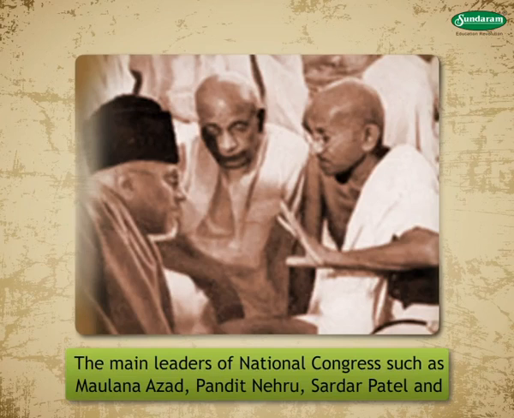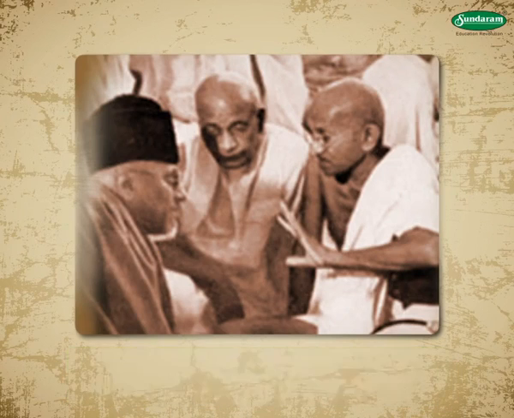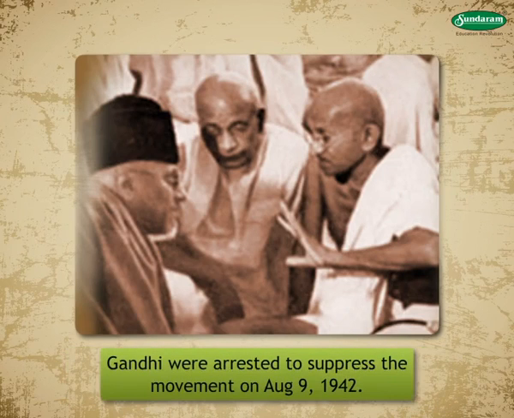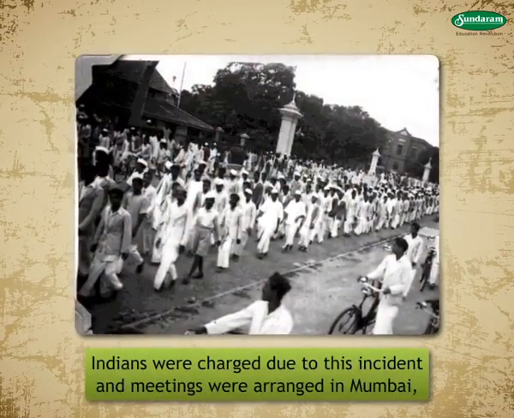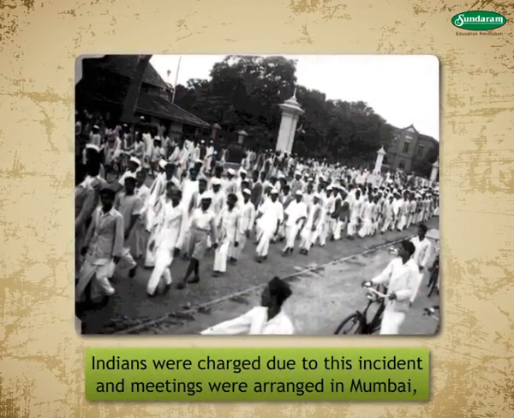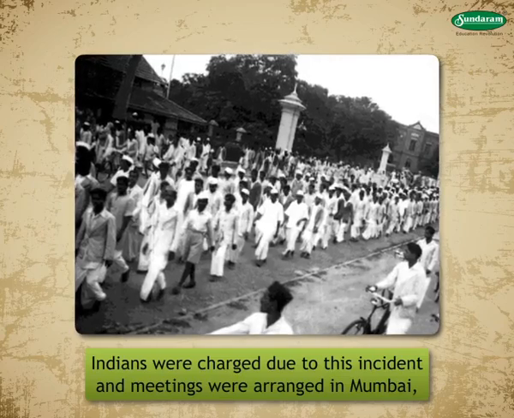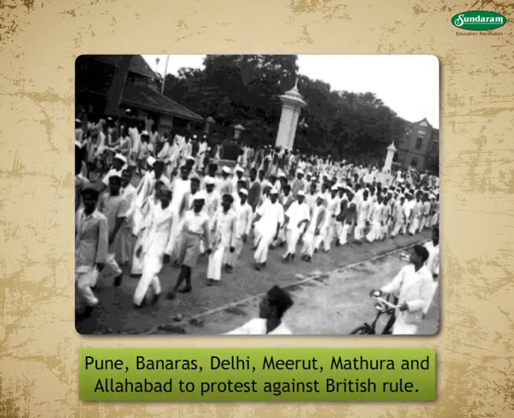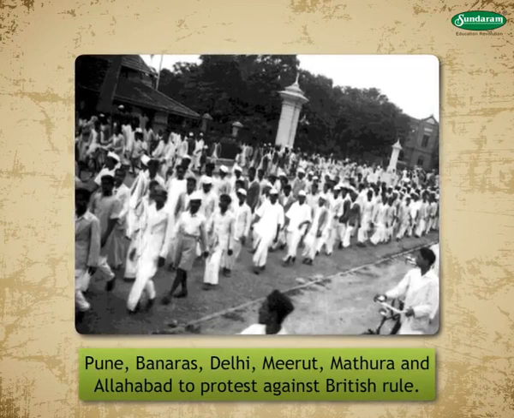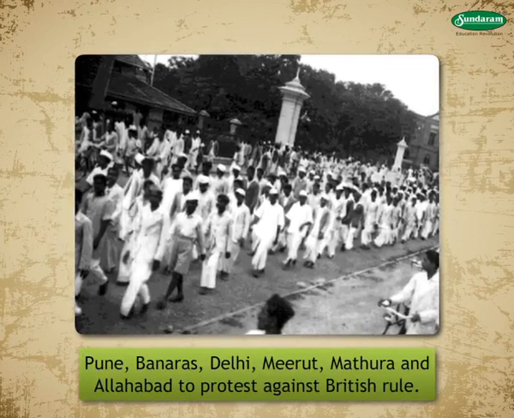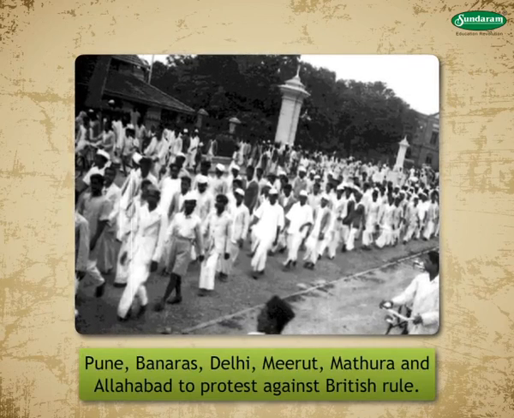The main leaders of National Congress such as Maulana Azad, Pandit Nehru, Sardar Patel and Gandhi were arrested to suppress the movement on August 9, 1942. Indians were charged due to this incident and meetings were arranged in Mumbai, Pune, Banaras, Delhi, Meerut, Mathura and Allahabad to protest against British rule.